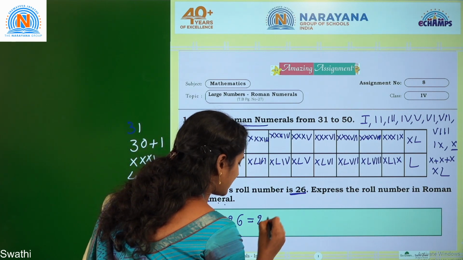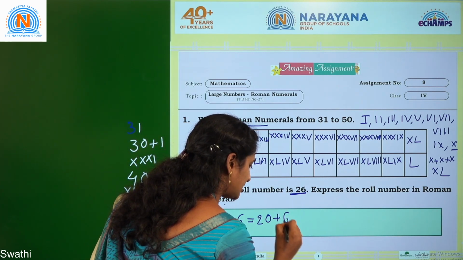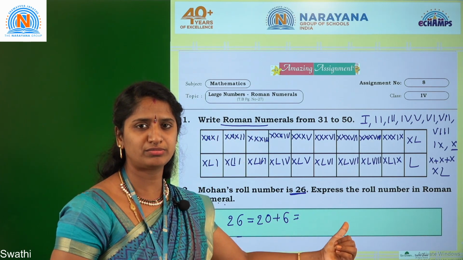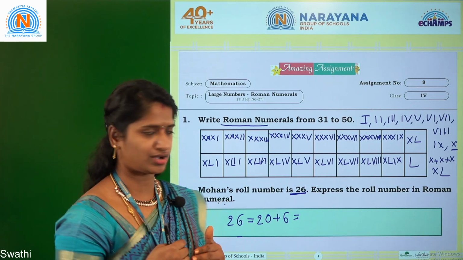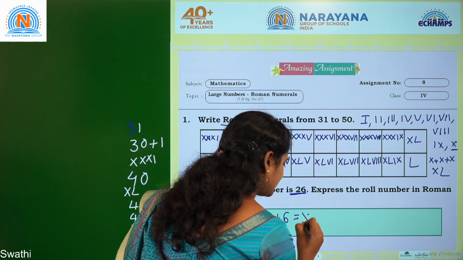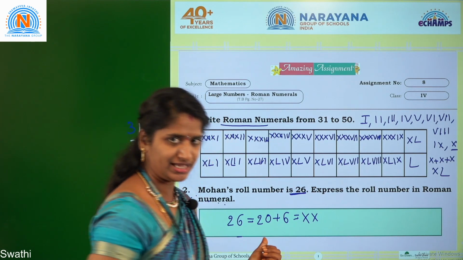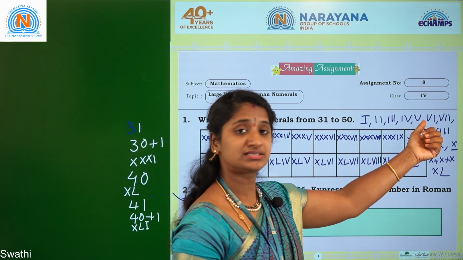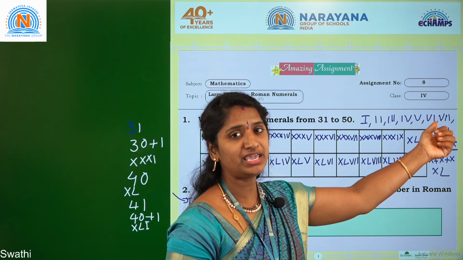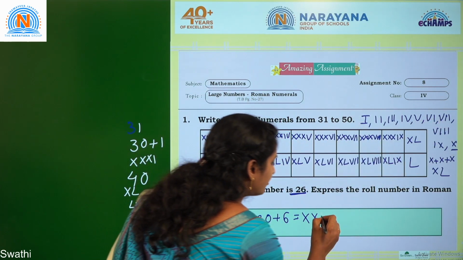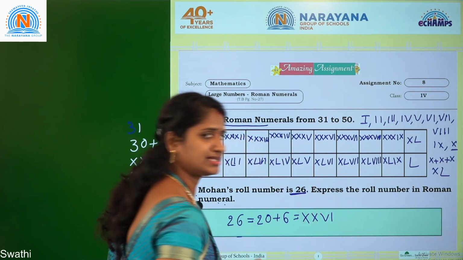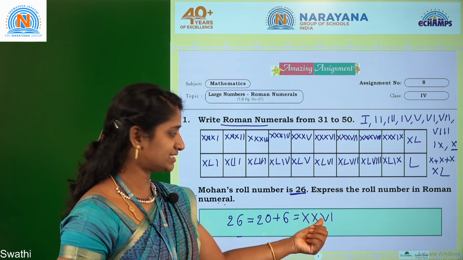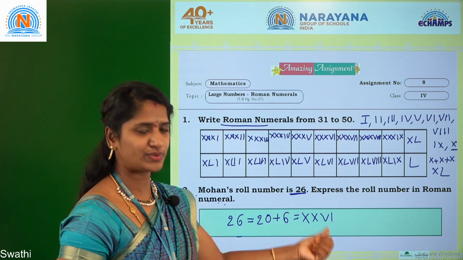Now it is 26. 26 means how can I expand? 20 plus 6. Expand like this. 20 means how can I write the 20 in a Roman numeral? So it is XX. Okay, children. So you just write XX is 20. And now 6. Which letter is indicating 6? It is VI. VI is 6. It means 20 is XX and 6 means V and I. It is 26. Okay, children.